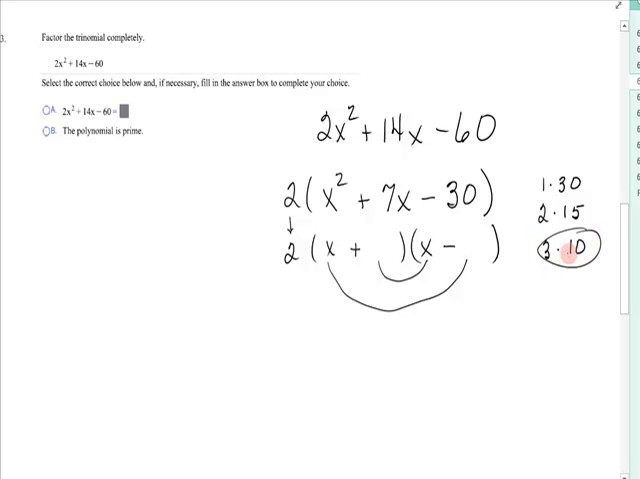There are more factors, but I've found the pair that I need. They subtract to give me, their difference is 7. I need the sign of the big one to be plus. So the 10 goes with the plus. That means the 3 has to go with the minus.